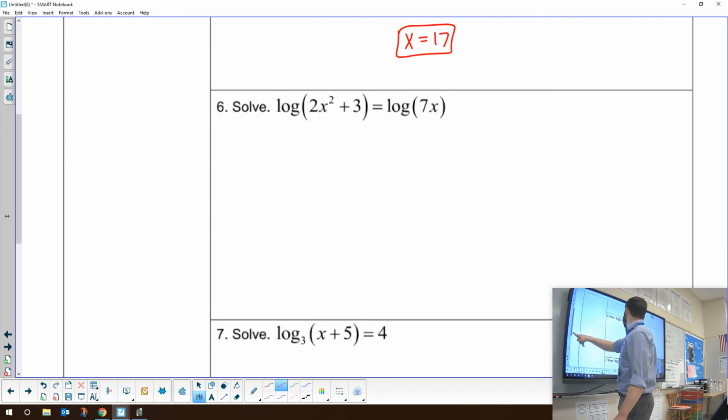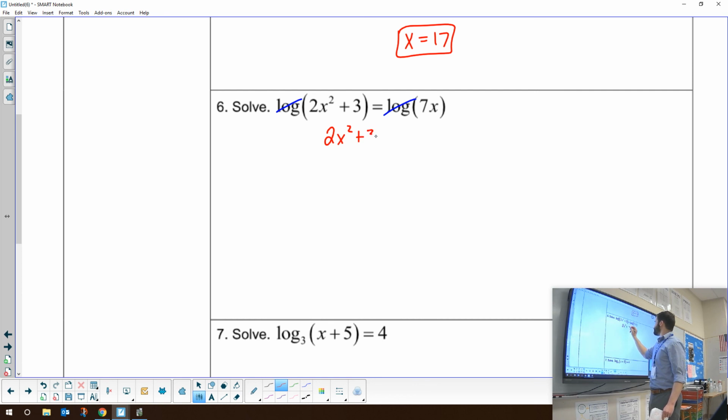So number 6, I have log base 10 of 2x squared plus 3 equals log base 10 of 7x. So this one, thank goodness, I don't have to condense at all. I only have one log on each side. So the only thing that we're going to do is cancel these logs out. And we're going to have 2x squared plus 3 equals 7x. Now, this one we're going to need to solve by factoring. It is a quadratic, and we're going to factor using the x method for trinomials.